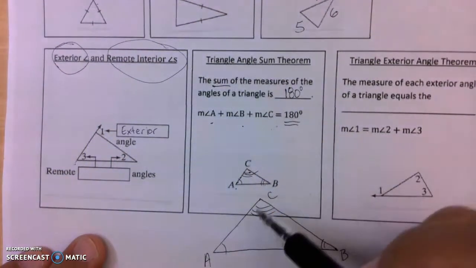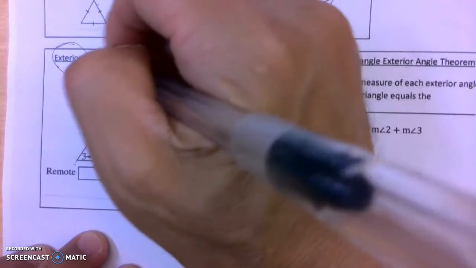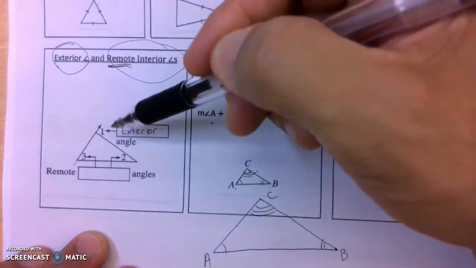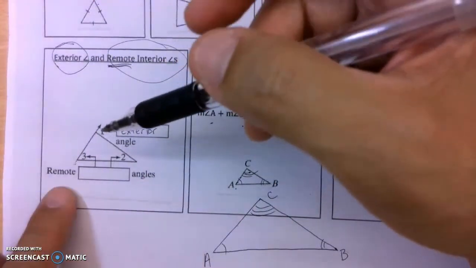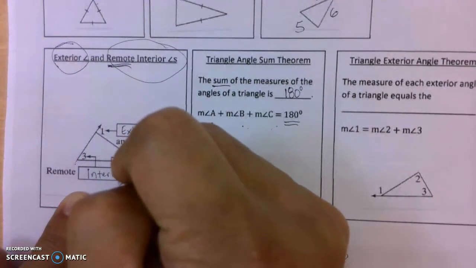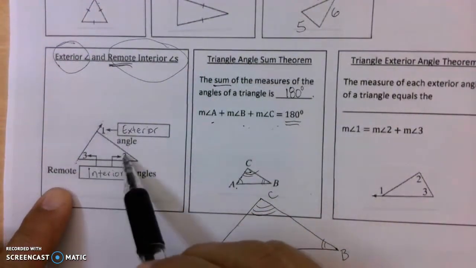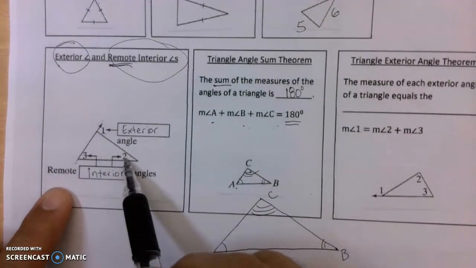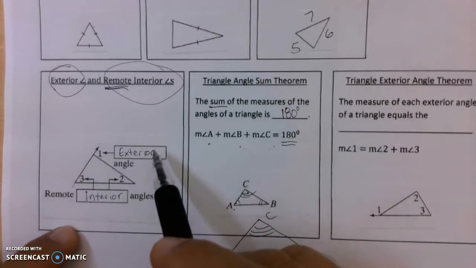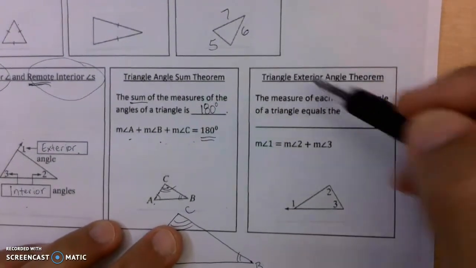And then there are obviously three angles inside the triangle, but the word remote interior: if angle 1 is the exterior angle, there's two angles that are considered remote interior angles. Although there might be three angles in the triangle, based on this outside angle 1, these are the two that are farthest away on the inside, 2 and 3. Okay, and there's going to be a theorem based on exterior and remote interior angles. Here it is, last box here.